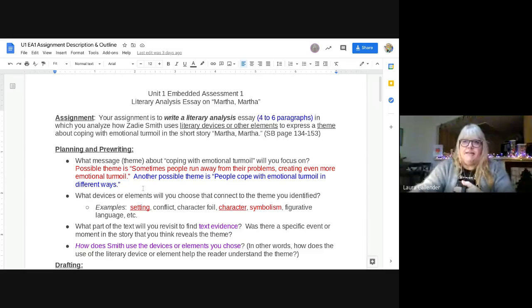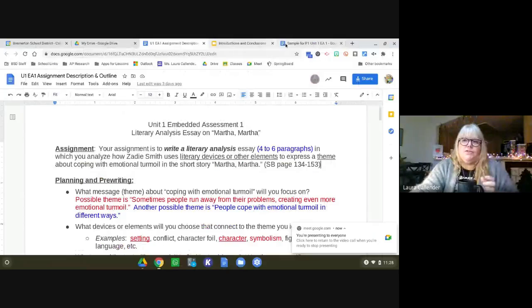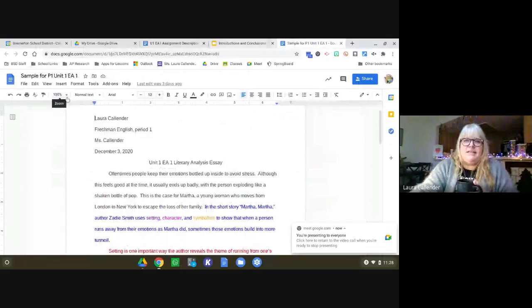And then the literary devices that people put in their paragraphs earlier in the collaborative work and the independent work were setting, conflict, character foil, that would be for compare and contrast between Pam and Martha, character, symbolism, and figurative language.